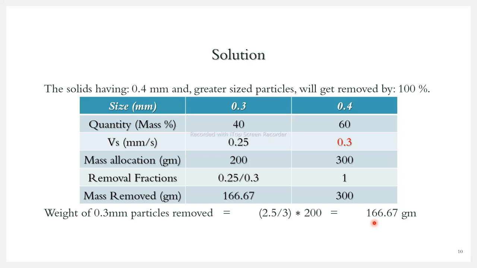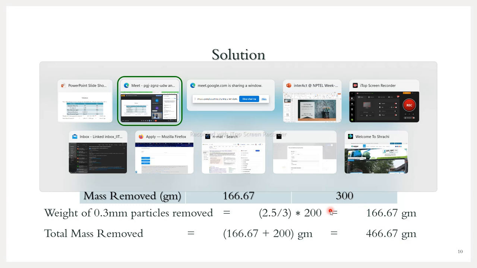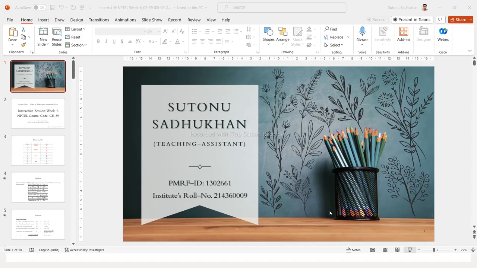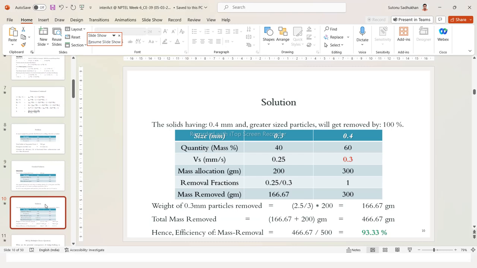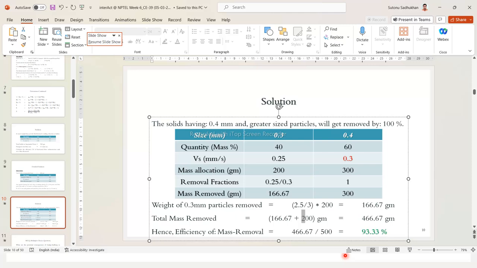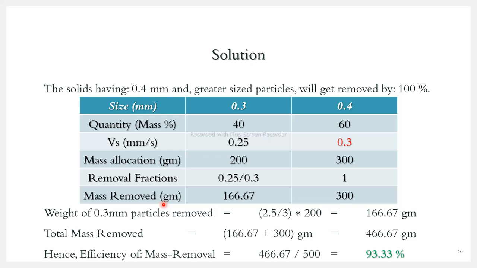So the solution goes this way. The total mass that is removed is 166.67 plus 300, because this gets removed by 100%. It goes to 466.67. Hope it is clear. Any doubt you can ask. The efficiency of mass removal becomes 466.67 divided by 500, the total mass of particles that was present, which equals 93.33%. That is the answer.